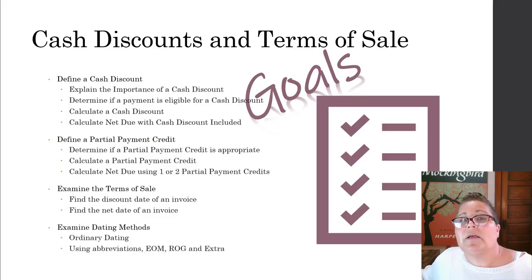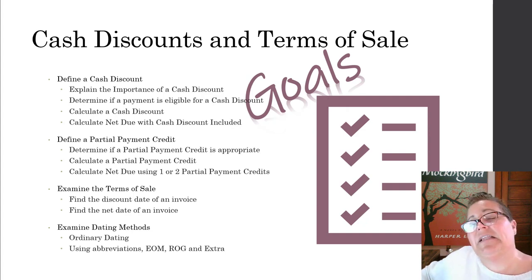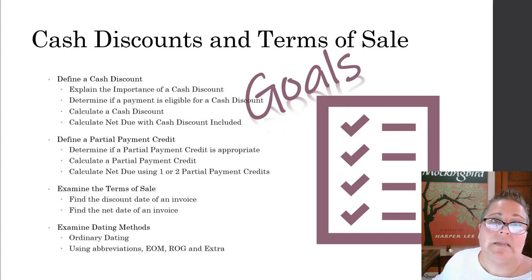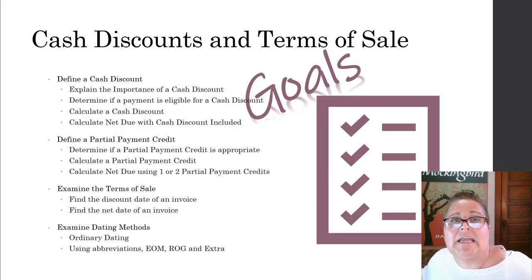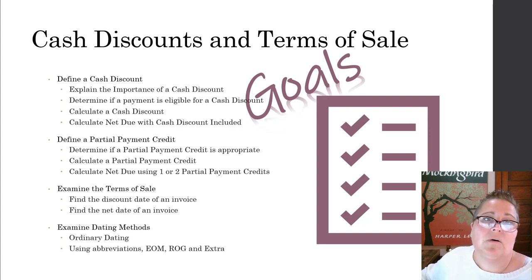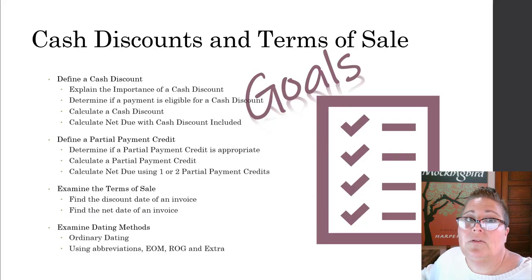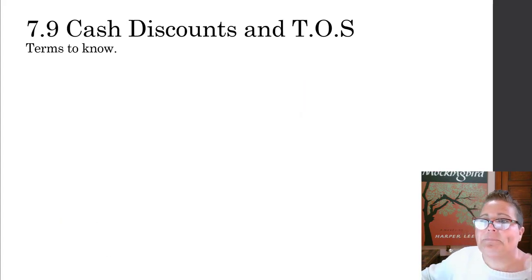be due. Lastly, we're going to examine some of our dating methods, specifically I should mention we don't mean like Tinder dating. We mean like days of the year and due dates. So we're going to look specifically at what's known as the ordinary or regular dating method today. And in tomorrow's presentation or the next presentation, we're going to look at the specialty dating methods such as EOM, ROG, and Extra. Although we will learn about those a little bit today.